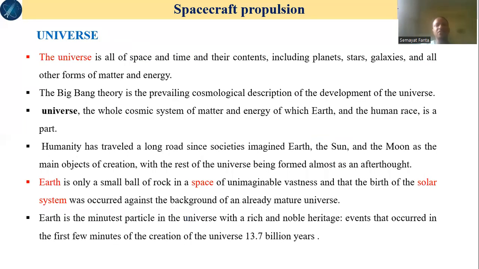So then what is universe itself? When we call universe, it is all of the space and the time and their contents including planets, stars, galaxies and all other forms of matter and energy. These are called the universe. So the Big Bang theory is the prevailing cosmological description of the development of universe. So when we call universe, the whole cosmic system of the matter and the energy, which contains Earth and the human being also as a part of the universe.